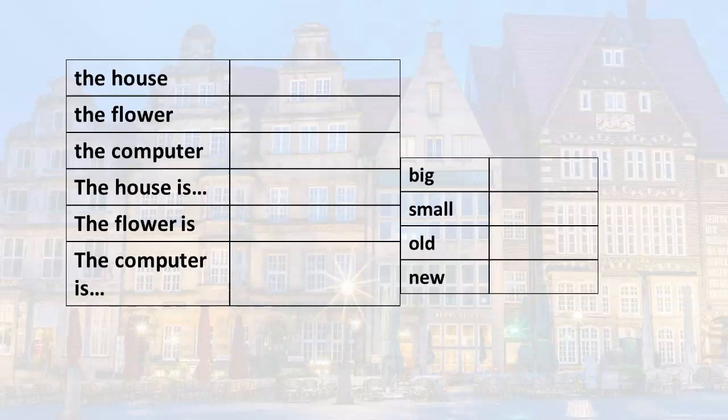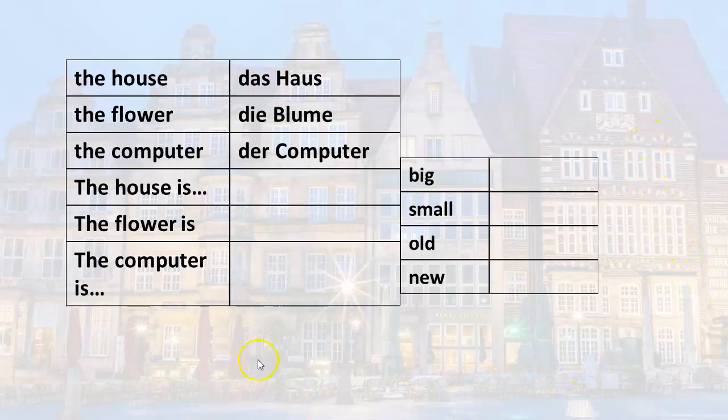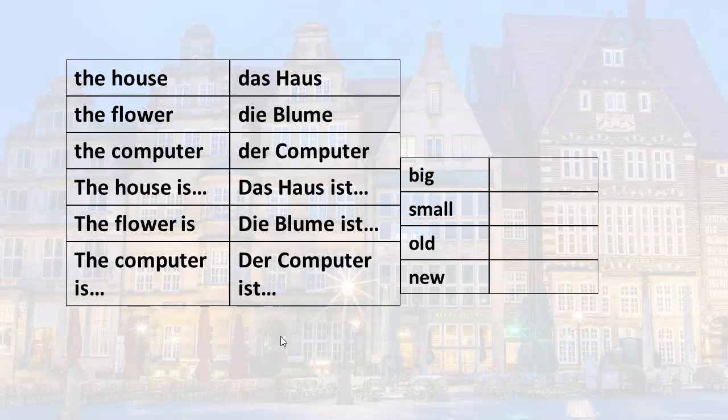So let's review what you just learned and apply it. The house, das Haus, the flower, die Blume, the computer, der Computer. So notice we have one of each, a der, a die, and a das noun. Okay, so let's apply the nouns using the verb sein, which you already know. So if you want to say the house is, it would be das Haus ist. The flower is, die Blume ist. The computer is, der Computer ist.